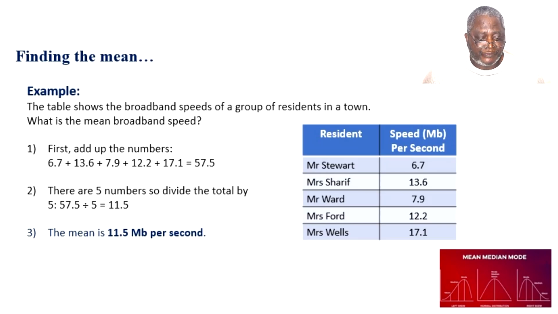Secondly, there are 5 numbers, so divide the total of 57.5 by 5 and you'll have 11.5. So the mean is 11.5 megabytes per second. And on the right you'll see details of the data. This will reinforce your knowledge that using tables is very important when you're handling data.